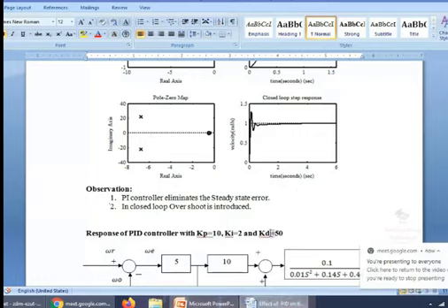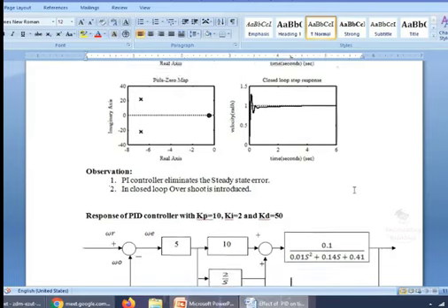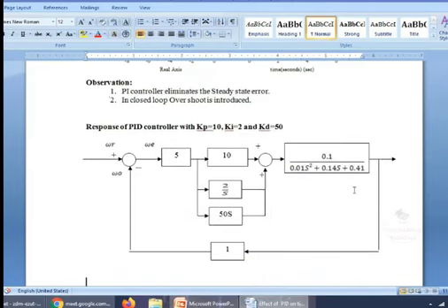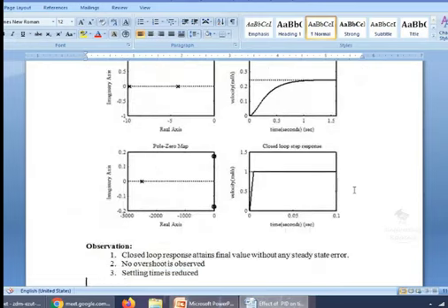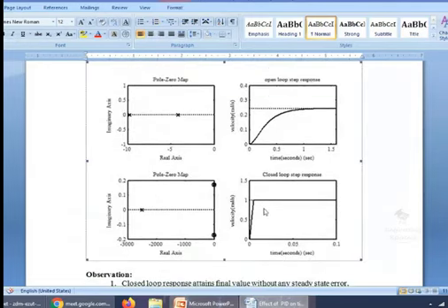For that, I am introducing the derivative controller. Okay. Again, 50S is introduced. So the same procedure I have done, and I have got the output. It is reaching the set point without any overshoot.